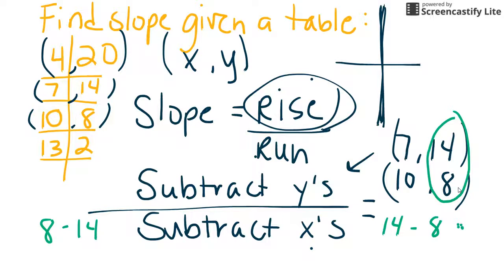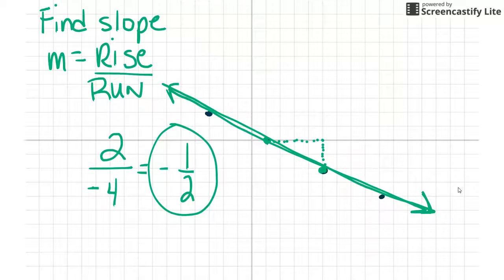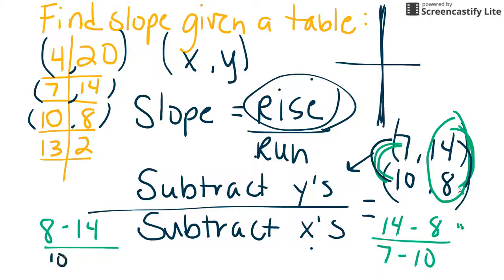Now, because over here on this side I did 14 minus 8, because these are the y's, then I have to go 7 minus 10, because I started with the 14 here and went to the 8. So divided by 7 minus 10. Over here, because I started with the 8 and went 8 to the 14, now I have to go 10 minus 7. So 10 minus 7. If I do the math, it should be the same on both.